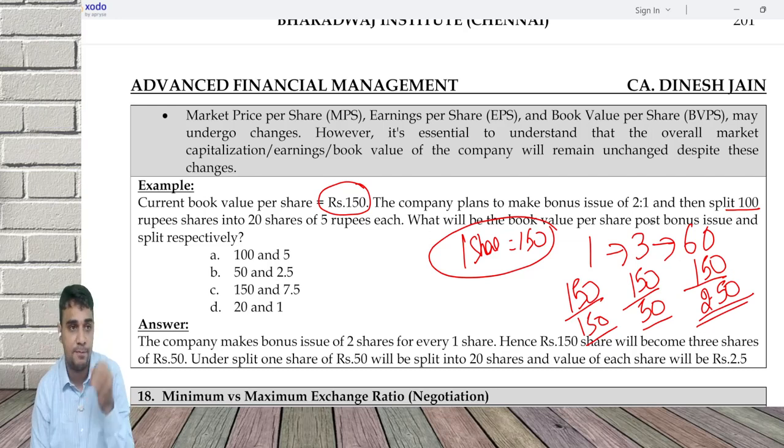Classic example, MRF, whose price is around 1,50,000. You wanted to buy something with 10,000 rupees, obviously you cannot buy. If MRF does a bonus, does a split and all, this 1,50,000 may keep going down and it may reach a number which becomes easy for you to buy. That's the only purpose of doing a split or a bonus. Otherwise, it doesn't serve any purpose.